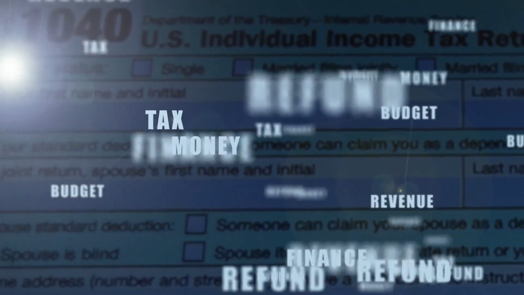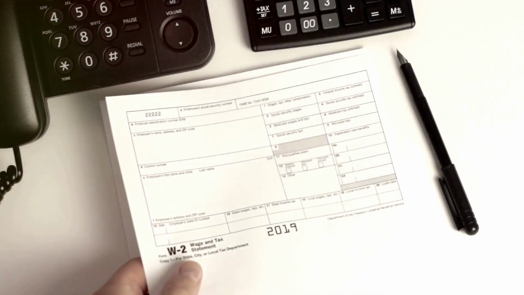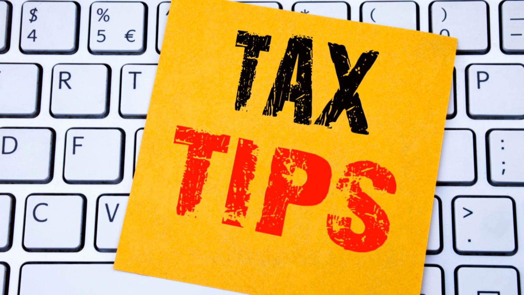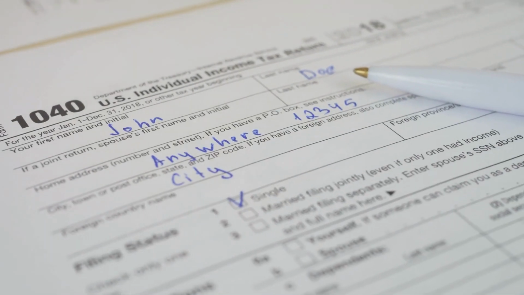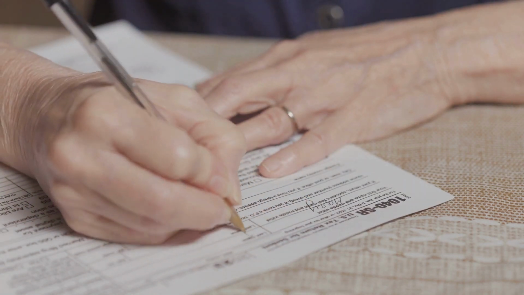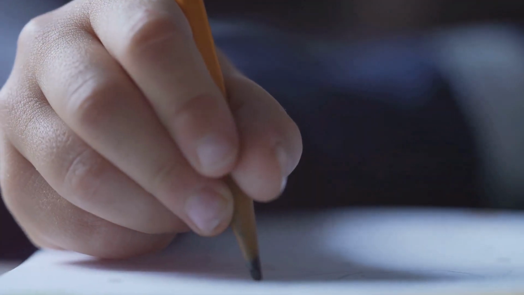Section 6. Common mistakes to avoid. Even the most meticulous filer can make mistakes when it comes to taxes. Let's go over some common pitfalls and how to steer clear of them. First up, incorrect personal information. Make sure your name, social security number, and address are all accurate. A simple typo can cause big delays.